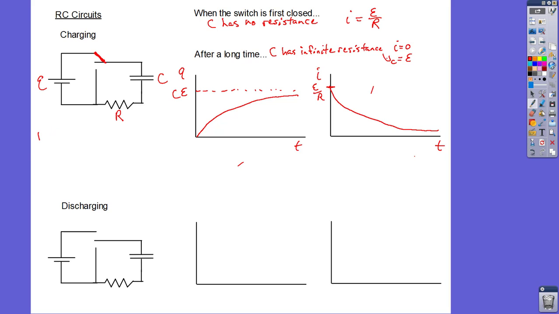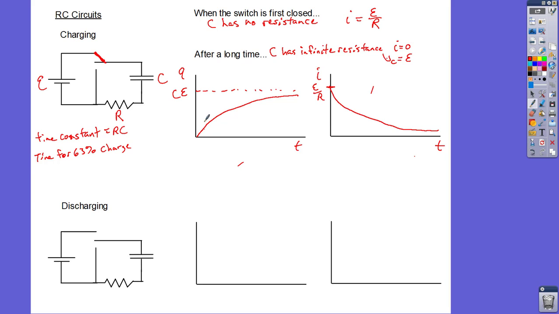Okay, and the other thing that you want to do, if we can do some quantitative reasoning here, is that the time constant is equal to R times C, and remember that's the time for 63% charge, as we usually start off with 0 charge on here.